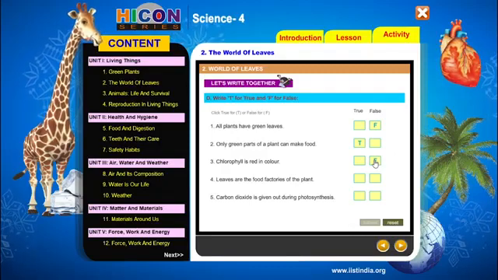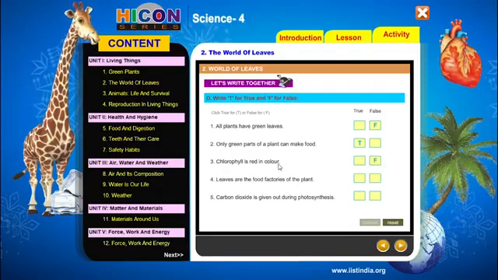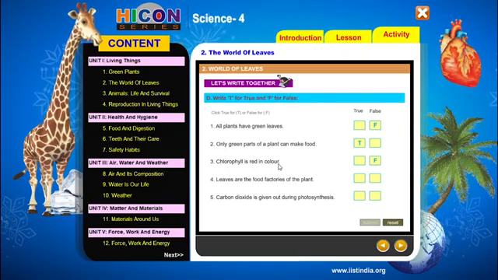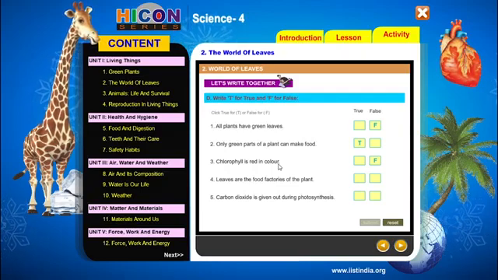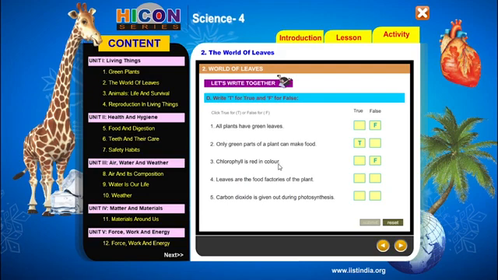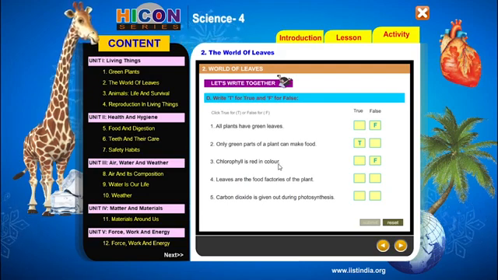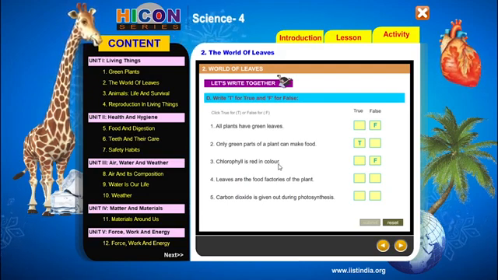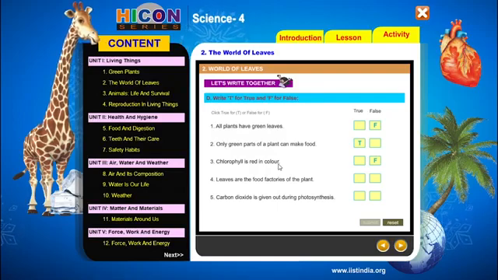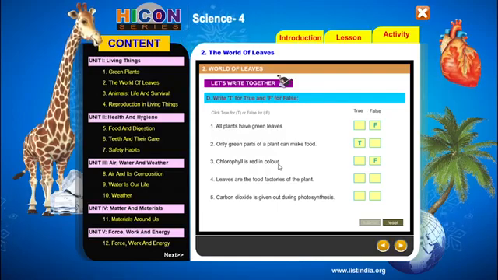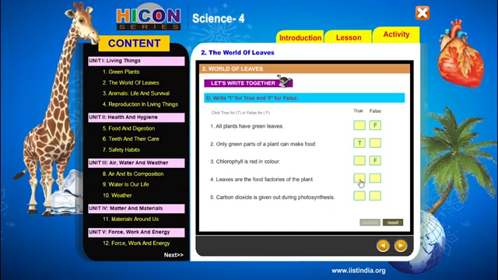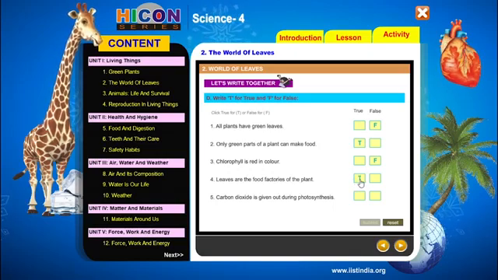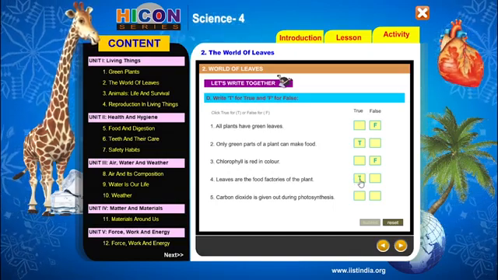Let's read the fourth sentence: leaves are the food factories of the plant. Is it correct? Yes. Because leaves prepare food for the plant by using photosynthesis with the help of chlorophyll. So the fourth sentence is correct. So write T in the box provided. So true.